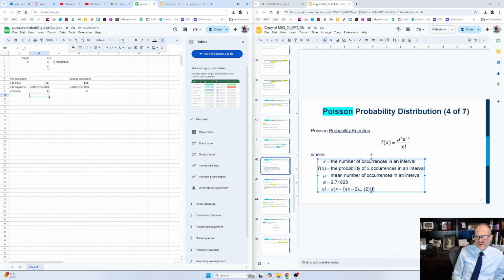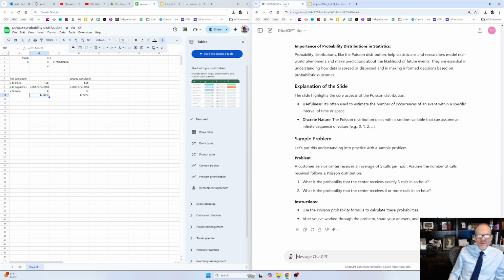And now we've got to do the math on that. So the solution is going to be parentheses, this one times this one, right? And then it's going to be divided by that one, the factorial. And then we're going to copy this over and put it here. And I'm going to make these percentages. So for the problem that we were given here, the probability of 3 calls in an hour is 14.04%, and the probability of 4 calls an hour is 17.55%.